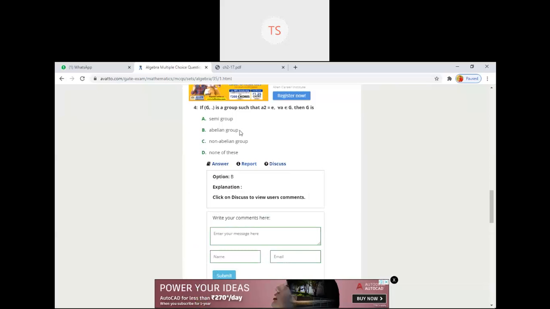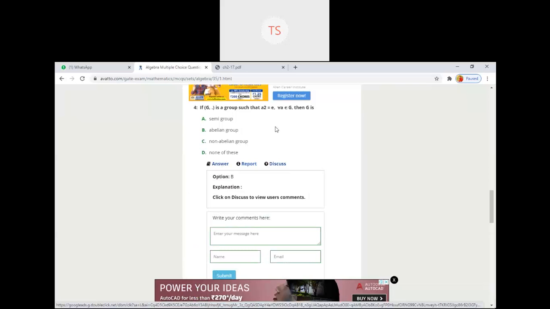Existence of identity. Yes, we have an identity element e. So the third property is also true. Then go for the fourth property, the existence of inverse. Will you get the inverse? Yes. So the four properties are already satisfied. That means it is a group.